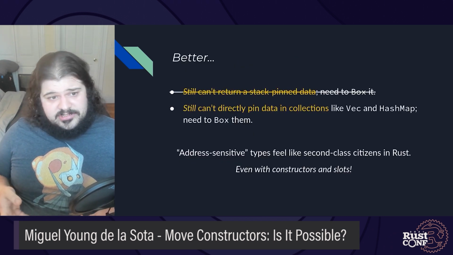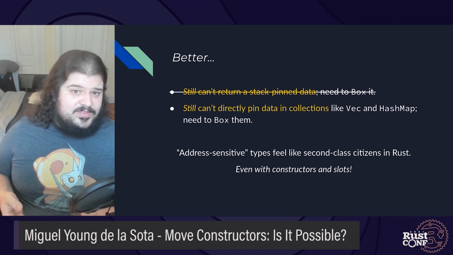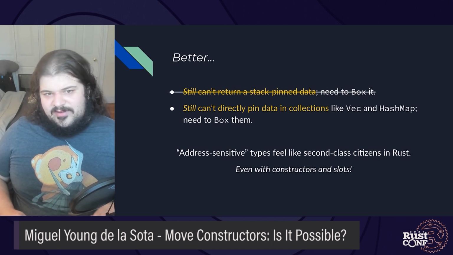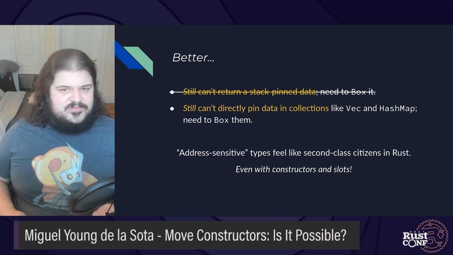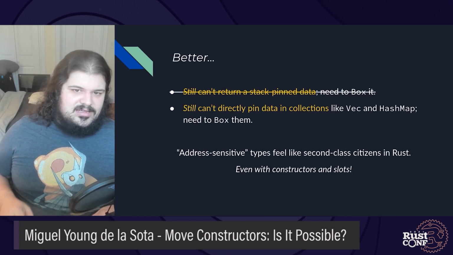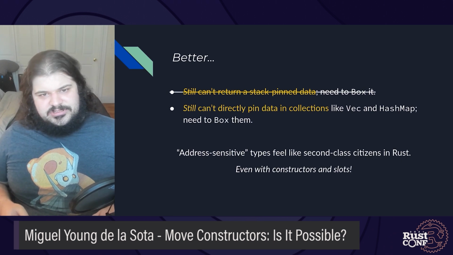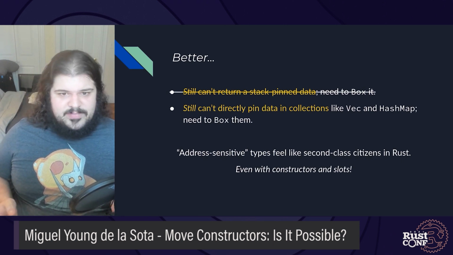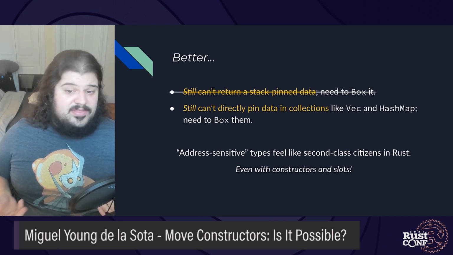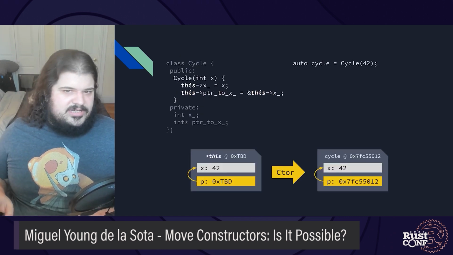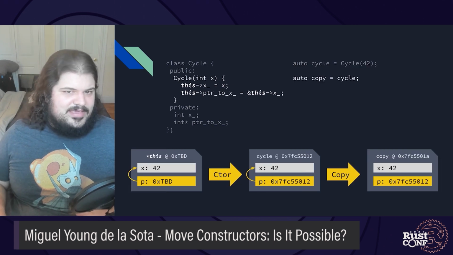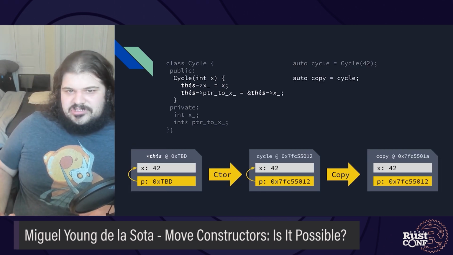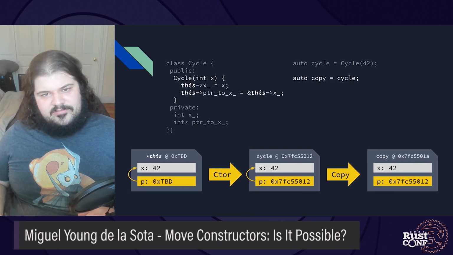Okay, so constructors plus slots actually gets us the first of these. We can genuinely return objects on the stack, even if it's not quite as ergonomic as it is for unpinned types. Progress. We still can't do the collections version of this, but C++ seems to make it work, even though all of its pointers are pinned. So how do they do it? Let's look at our C++ Cycle type again. When we assign a variable to another, C++ actually makes a copy, rather than a move like in Rust.